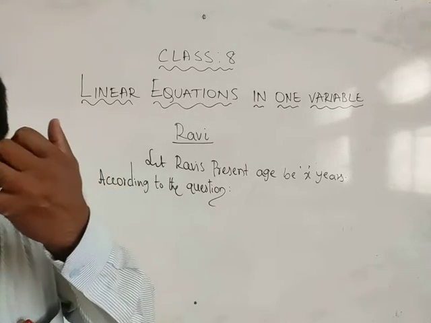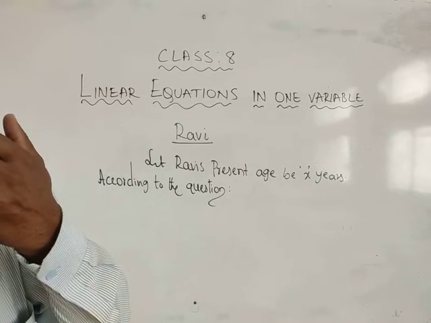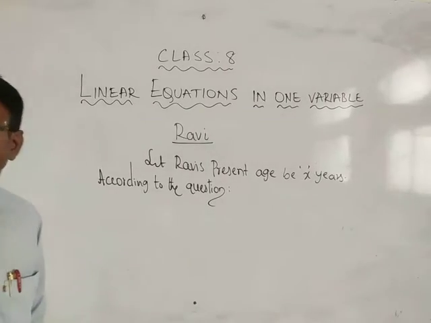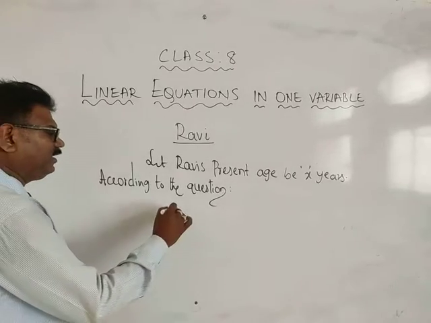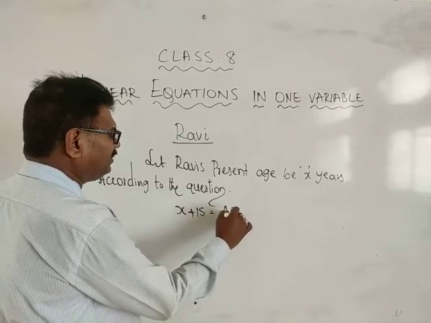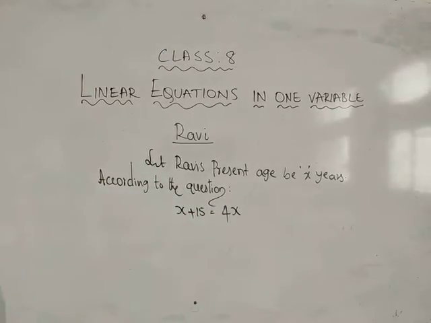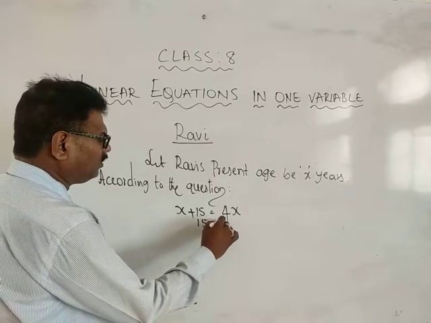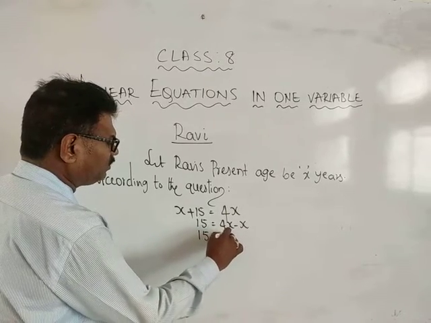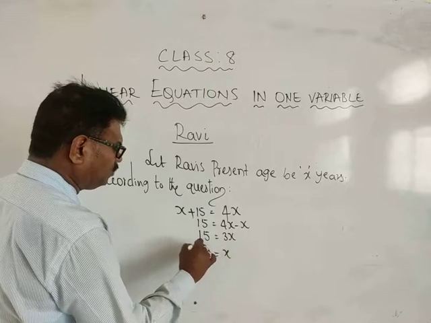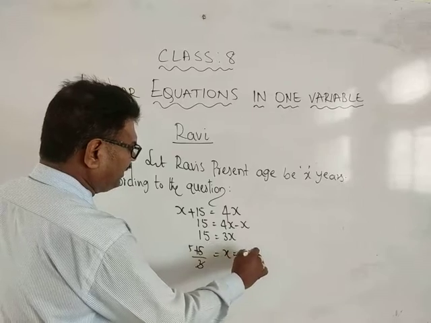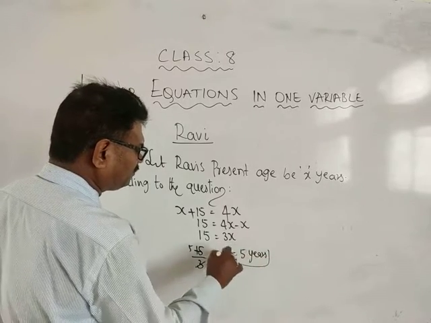15 years from now, Ravi's age will be 4 times his present age. That means x plus 15 is equal to 4 times his present age. Next, 15 equals 4x minus x, so 15 equals 3x. Therefore, x equals 15 by 3, which is 5. Therefore, x equals 5 years.